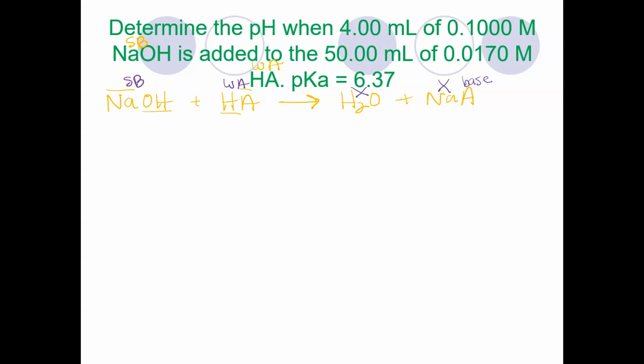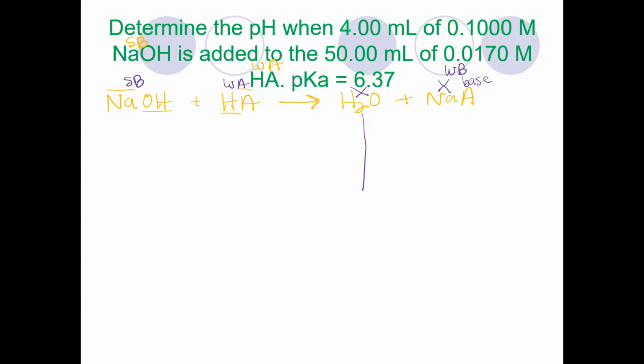So we need to decide what kind of base, though. It's either strong base or weak base. Well, since it's not one of the 8 strong bases, this is a weak base. Okay. Anything that's neutral, we can ignore. This time, water is the only thing I get to ignore. Anything that's an acid or a base, we do have to calculate.